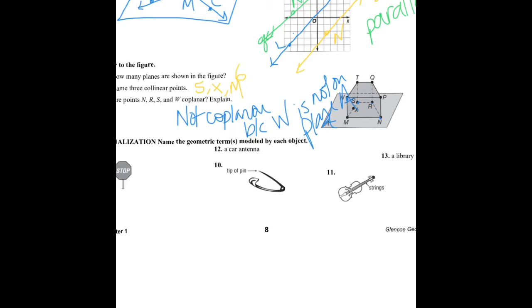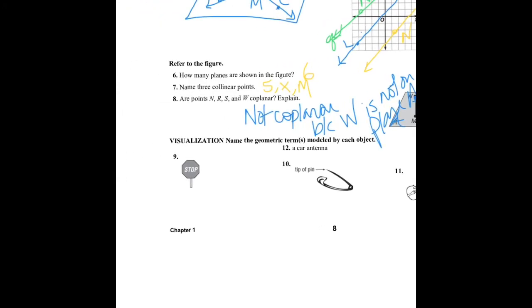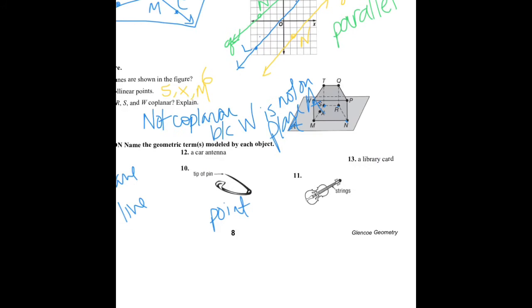Alrighty, number 9. Numbers 9, 10, and 11, you're just looking at these and trying to decide what they look like for you. Number 9 looks like a plane and a line. Number 10, the tip of the pen, that's a point. Number 11, the strings, those are line segments, or parallel line segments even, but we'll just say line segments. A library card would be a plane, and a car antenna would be a line. Might have a point on the end of it, depending on what your antenna looks like, okay?